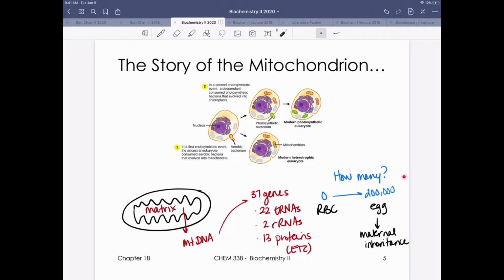Something else that was unique to think about when we were talking about the story of mitochondria is how many mitochondria are found within cells. For example, red blood cells, we learned, do not contain mitochondria. And that's important because remember when we learned about glycolysis, we discussed the fact that red blood cells rely exclusively on glycolysis for energy production, and that's because they have no mitochondria. And up at the far end of the spectrum, we can see that eggs, and these are eggs used from a reproductive sense in humans, can contain upwards of 200,000 mitochondria.